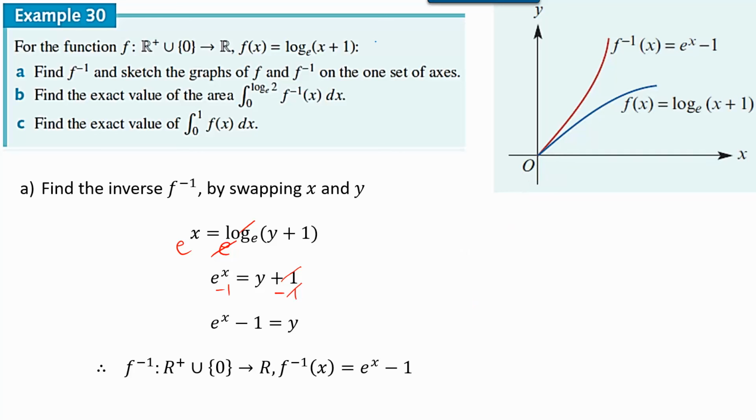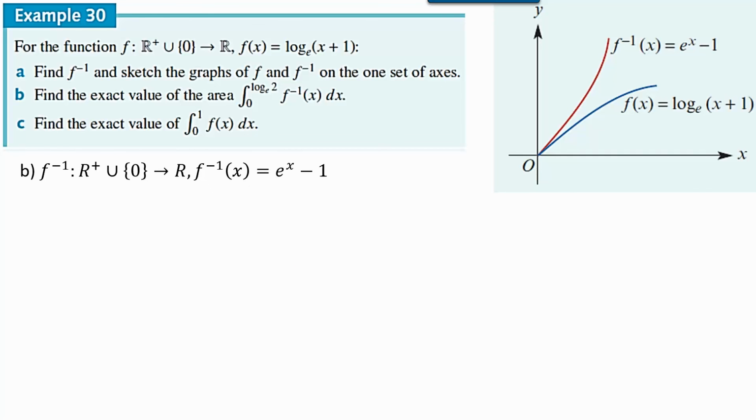Alright, here we go. Let's do the second part. B. So doing B, you've got your graph. You want to find 0 to log e of 2, wherever that is, all the way. So this is the area you're looking for, the f inverse, wherever log e of 2 is. So e to the x minus 1, from 0 to log e of 2.